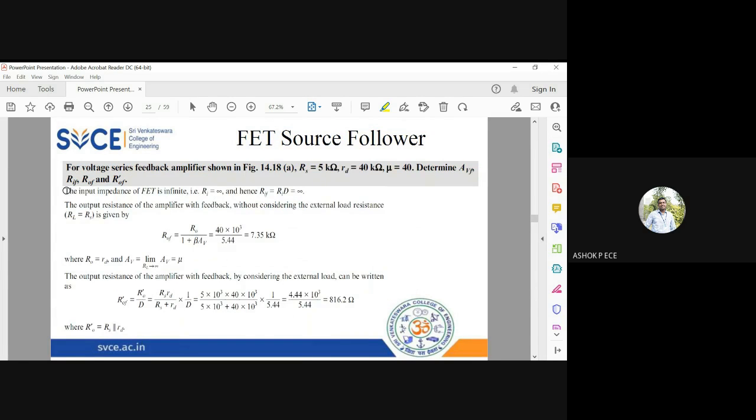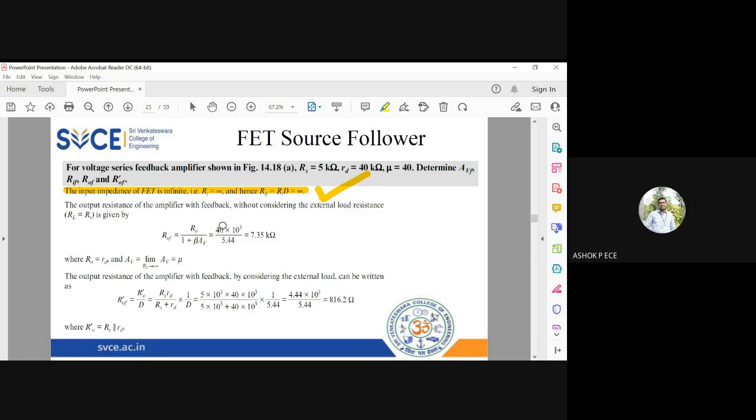The input impedance of it is always infinity. So Ri equal to infinity and Rif equal to infinity. This will be coming by default always. No finite input resistance value you will get at the input of your FET, because you have an insulated gate. Any insulator will never conduct, so it is going to have infinite resistance. That is the reason we put Ri equal to infinity. So since Ri is infinity, Rif is also infinity, because Rif equals Ri into D.